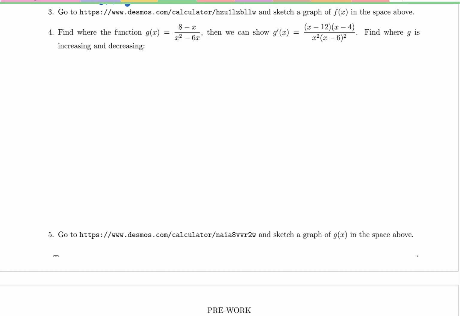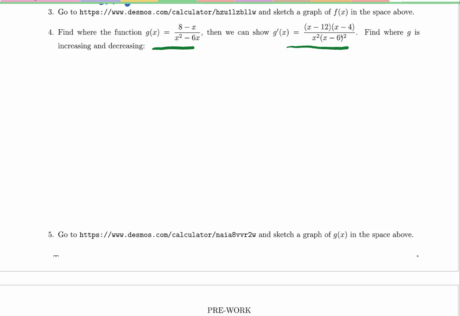Okay, folks, this next problem is very similar to the last one, and we're asked to figure out where this function g of x is increasing or decreasing. Here's our function g of x. I went ahead and gave you the derivative in factored form. I do encourage you, if you feel like you'd have trouble doing this, to practice putting the derivative of this function into this format and cleaning it up this way.